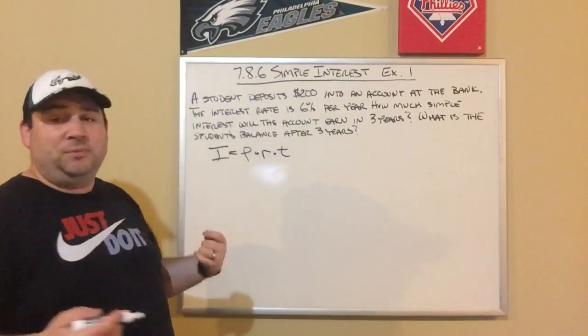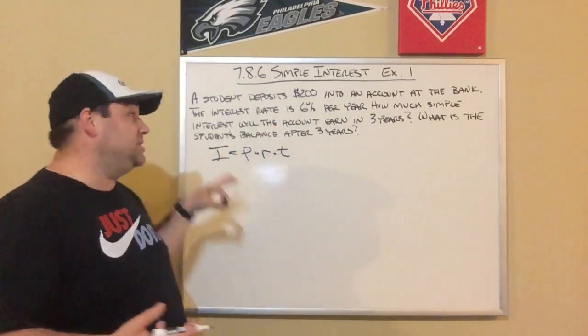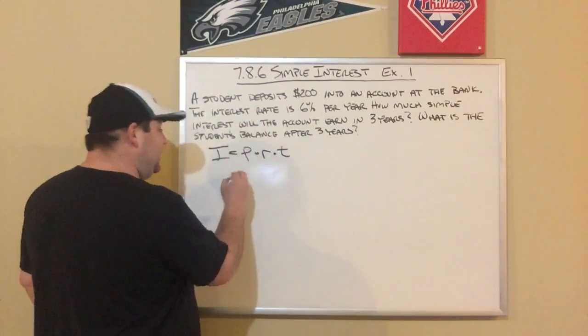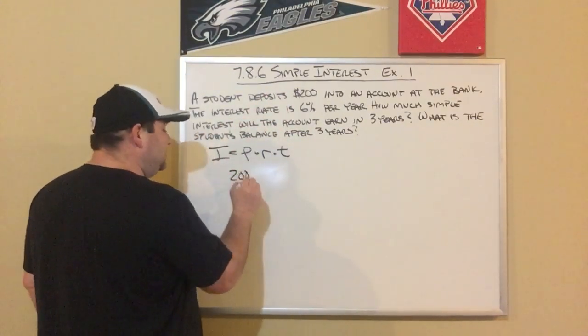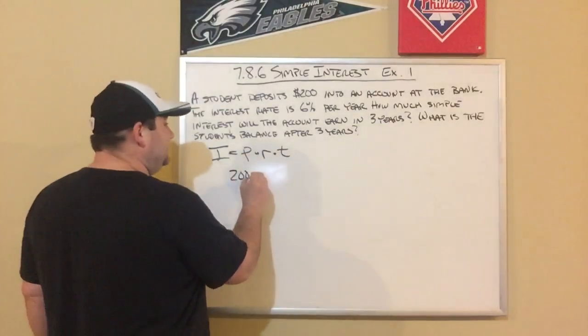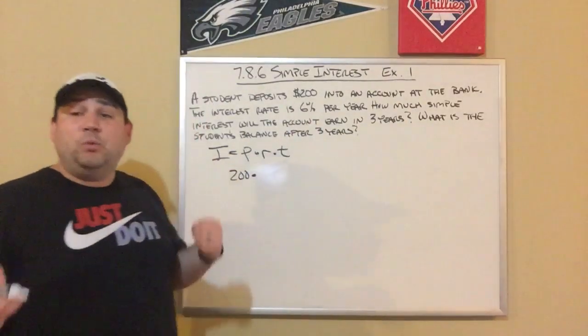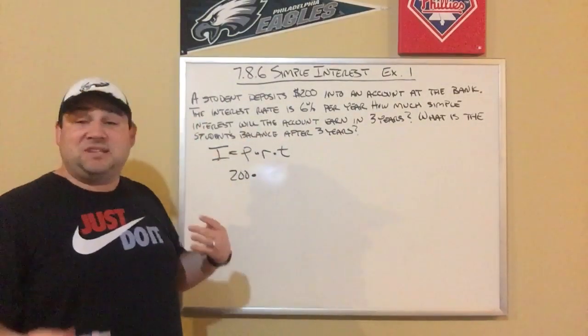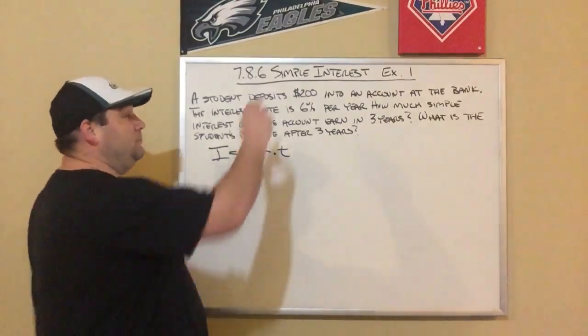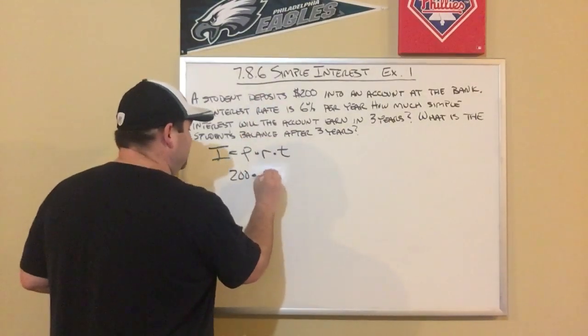So we're going to use this formula to figure out the amount of interest earned on that $200 they deposited in the bank. So the P, the principal, is going to be 200. That's the amount they put in the bank. Our rate is 6%. We got to make that a decimal. Remember, to make a percent a decimal, you move it to the left 2 places. So 6% move it to the left would be 0.06.